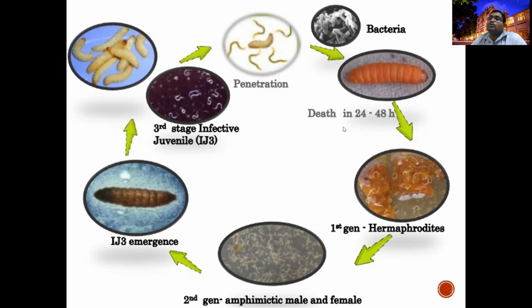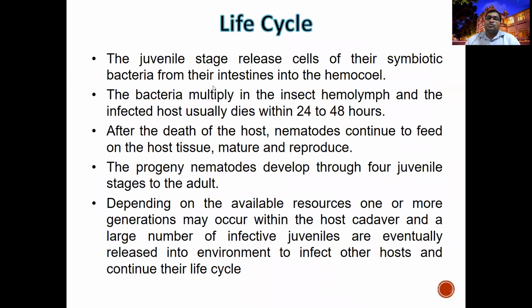Death can occur in 24 to 48 hours. This tells us how fast these nematodes are at killing the host, right? The juvenile stage releases cells of the symbiotic bacteria. I told you there are Photorhabdus and Xenorhabdus bacteria associated with these nematodes. Once the nematode reaches the hemocoel, it releases the symbiotic bacteria from the intestine into the hemocoel.